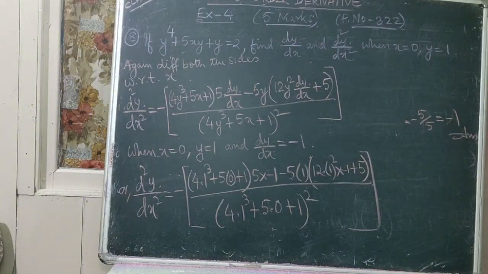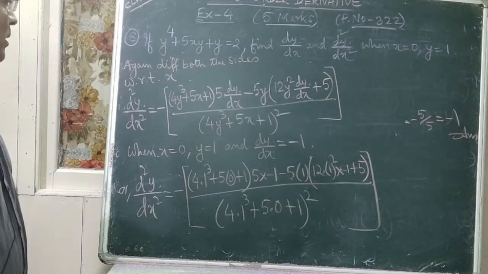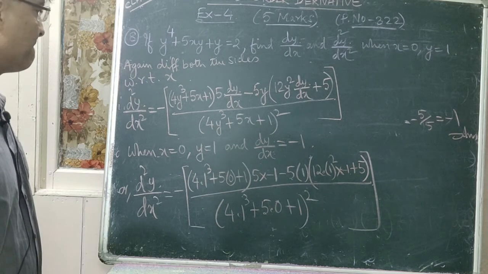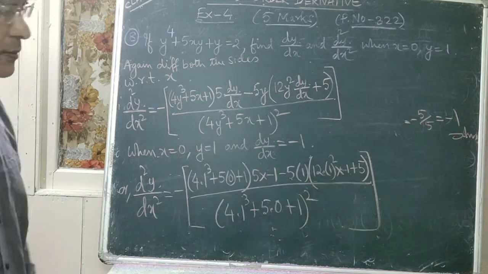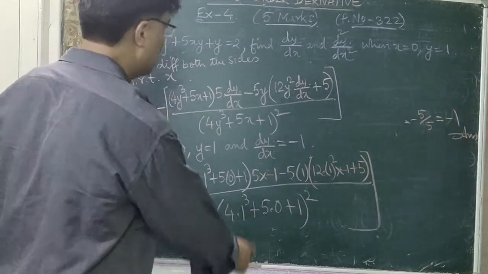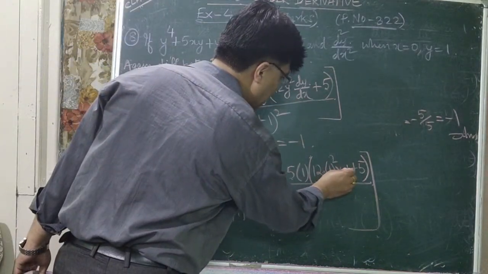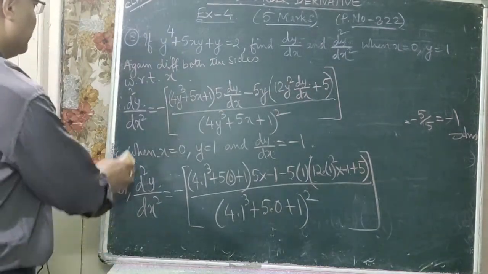So you can copy it. So now let's simplify it further. Okay. Here dy by dx is minus 1, right? This is minus 1. So let us simplify it further.